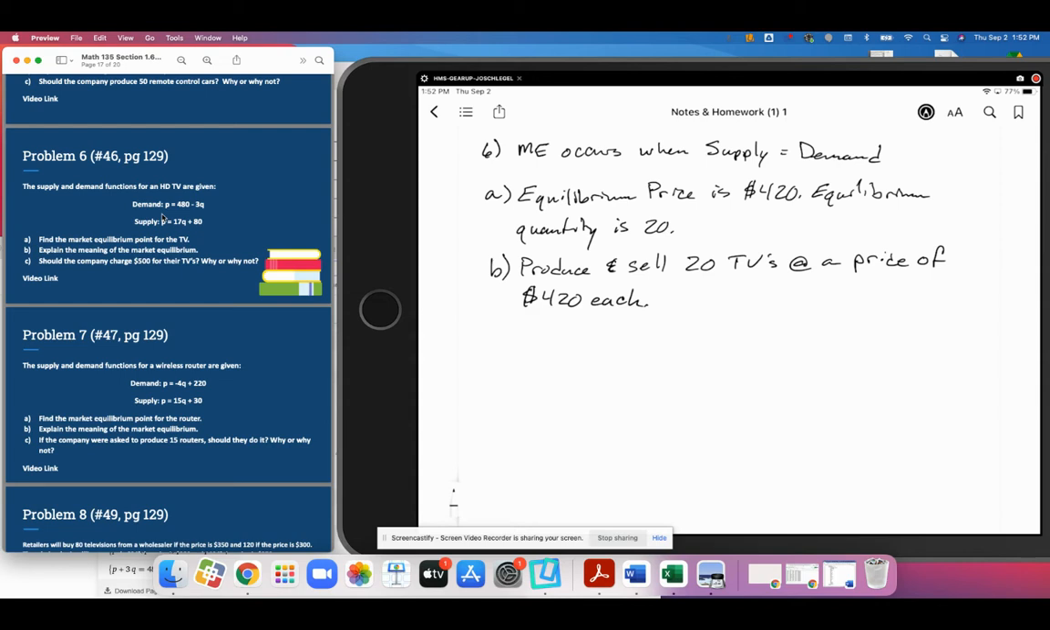So we could begin to get greedy and say, oh man, maybe I should try to sell 21 TVs. What's going to happen is that TV is not going to sell. And then we'll be left with a TV that we're trying to sell for $420. We're not making any money on it. So the lesson here is to pay attention to market equilibrium and do not sell more than people are willing to buy, or don't make more than people are willing to buy.